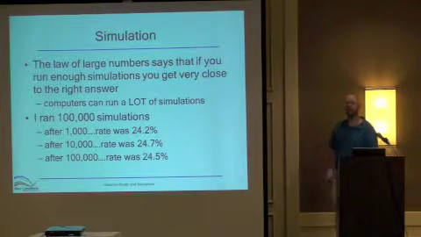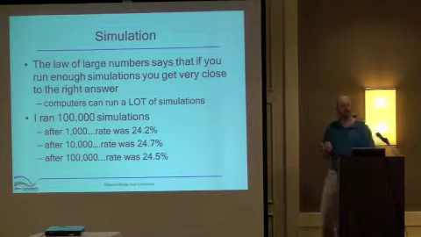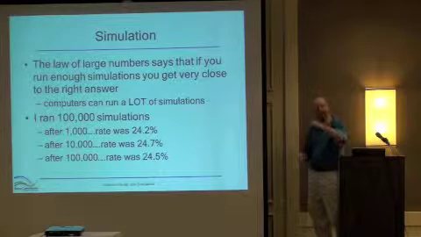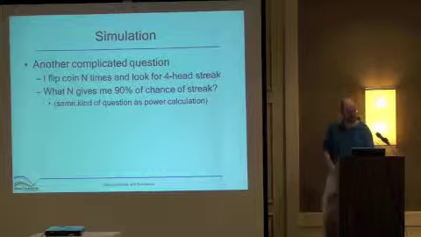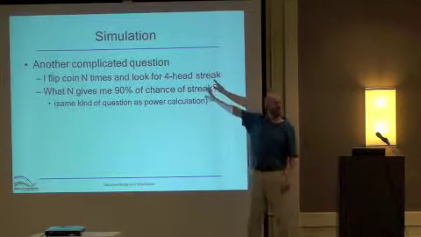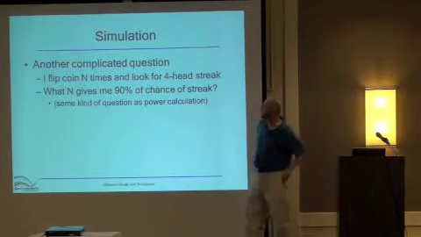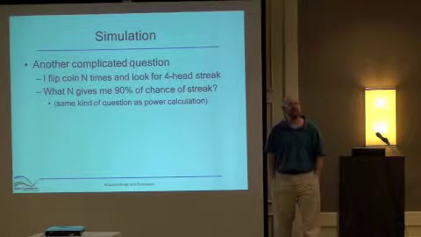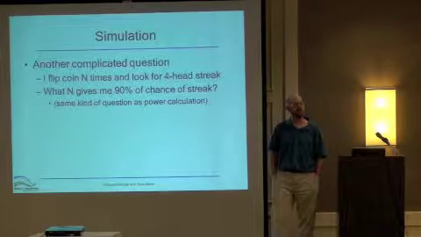So this is one mechanism. If you want to find out a complicated probability, this is a way to do it. Get the computer to simulate what happens and just count up how many times this event occurs. You can also do questions. I don't know the math on how to do this one. So if I were to flip the coin n times and look for a 4-head streak, how many times do I have to flip the coin that gives me a 90% chance of such a streak?